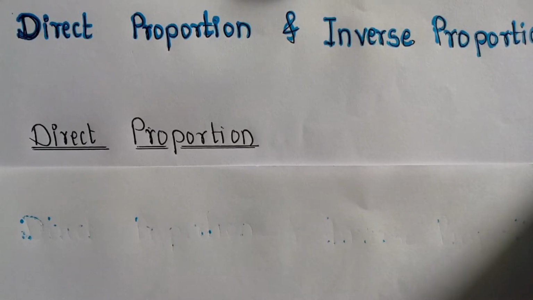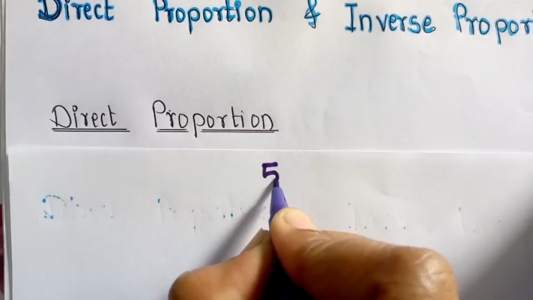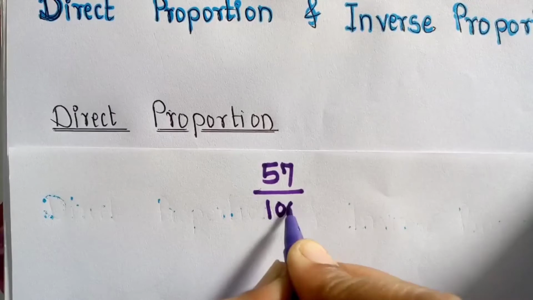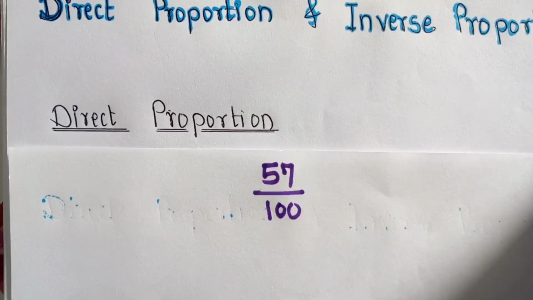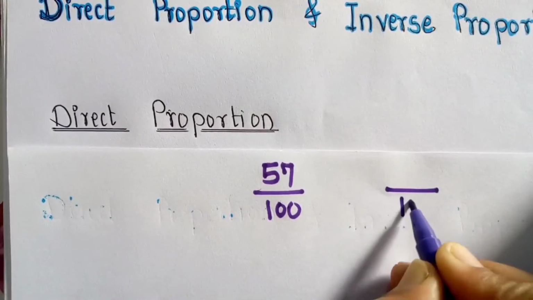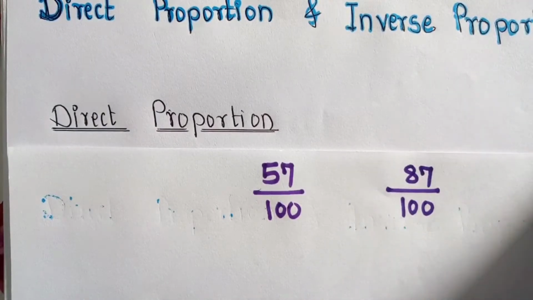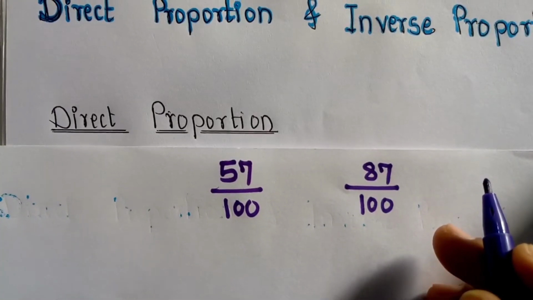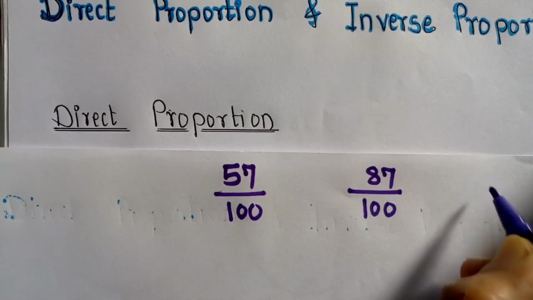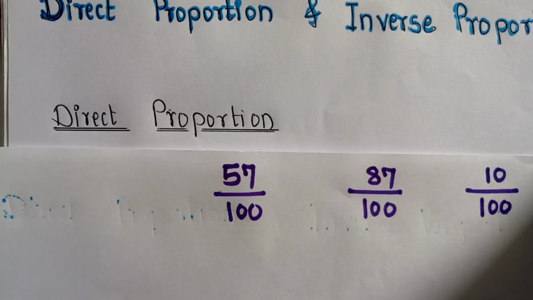When we compare two things, suppose I got 57 marks out of 100. Suppose one subject is of 100 marks and out of 100 I got 87 marks, that means 87 out of 100. Suppose I have 100 rupees and I have used 10 rupees. I can write that out of 100 rupees I have used 10 rupees. This is one type of proportion.